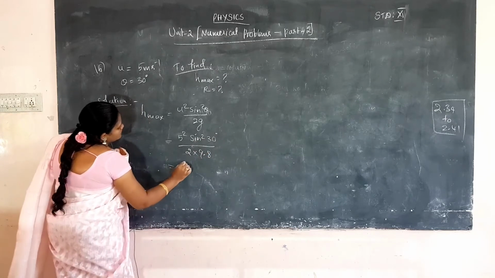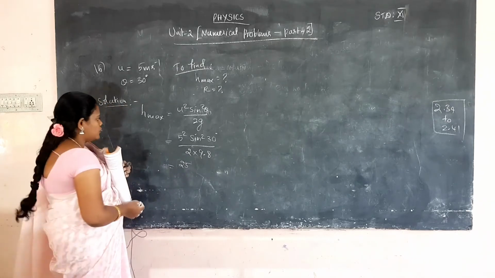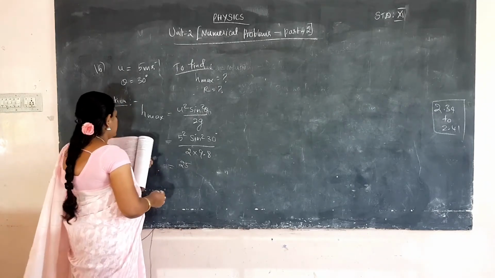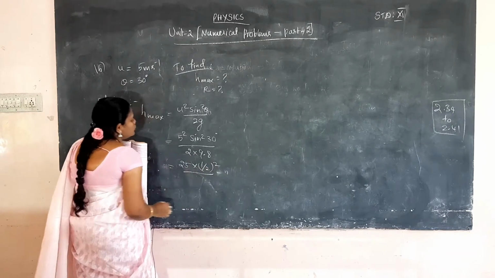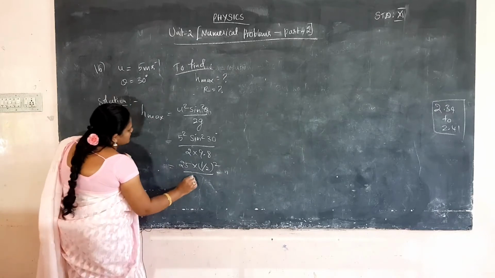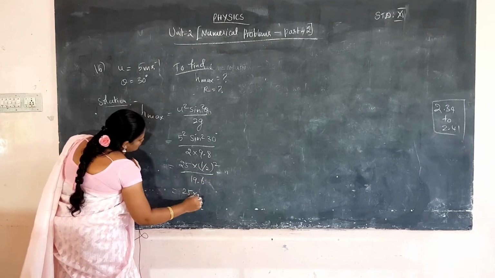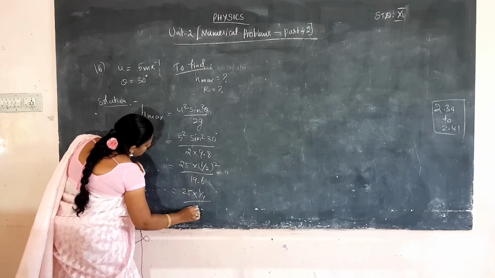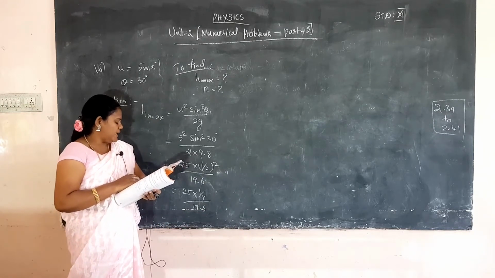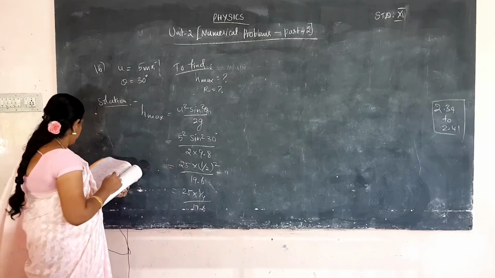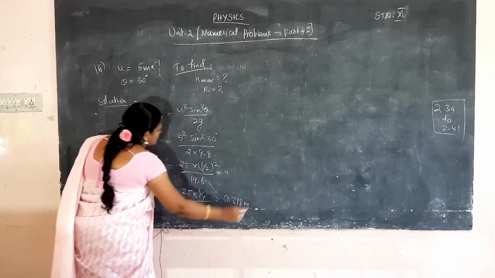Okay, 5 square is 25, sin square 30, sin 30 value is 1 by 2, square, that will be called as 1 by 4. Then 2 into 9.8, that is 19.6. So 25 into 1 by 4 by 19.6, that will be equal to 0.318 meter. That is the maximum height.